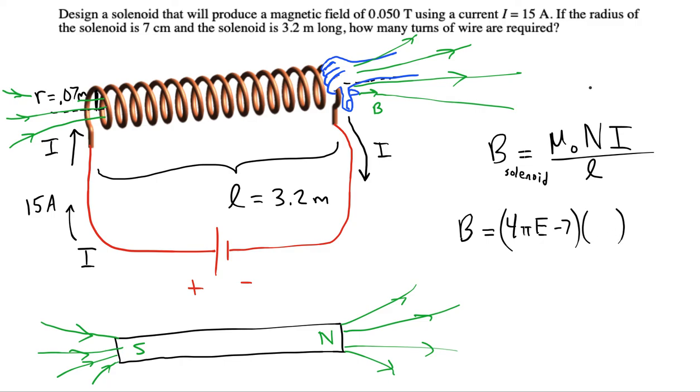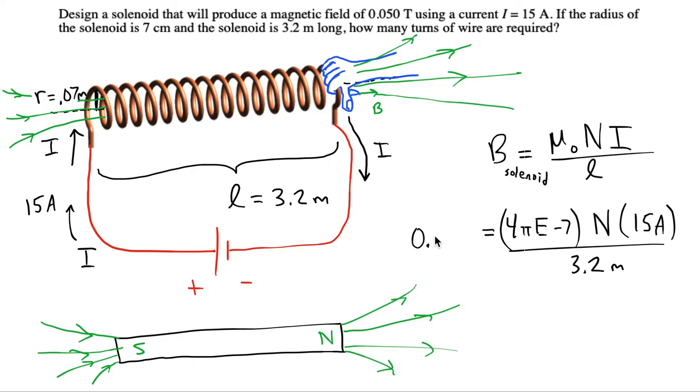All right, so we just want to plug in our numbers. N stands for the number of turns. But I see in this problem, we don't know how many turns there are going to be yet. But we do know the current. And we do know the length. Now we'll replace the magnetic field with what they want it to be. They want a magnetic field of 0.05 teslas.